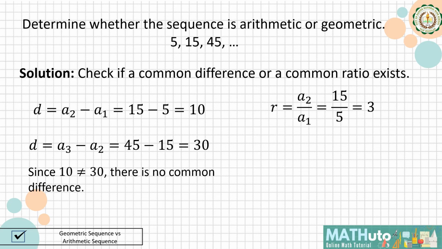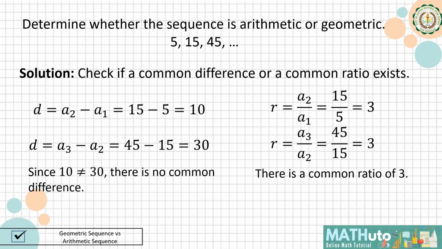For the common ratio, divide the second term to the first term. 15 divided by 5 is 3. Also, divide the third term to the second term. 45 divided by 15 is also equal to 3. Since the two ratios are equal, then there is a common ratio of 3. Meaning, the sequence is a geometric sequence.